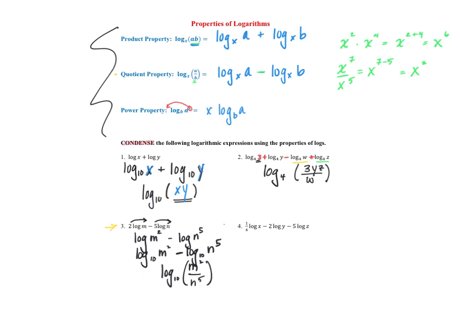Last example, a combination of the first 3. Step 1, let's use that power property. The power property is telling us to take all the coefficients and move them up to exponents. So that gives me log of x raised to the 1/4 minus log of y raised to the 2nd minus log of z raised to the 5th.